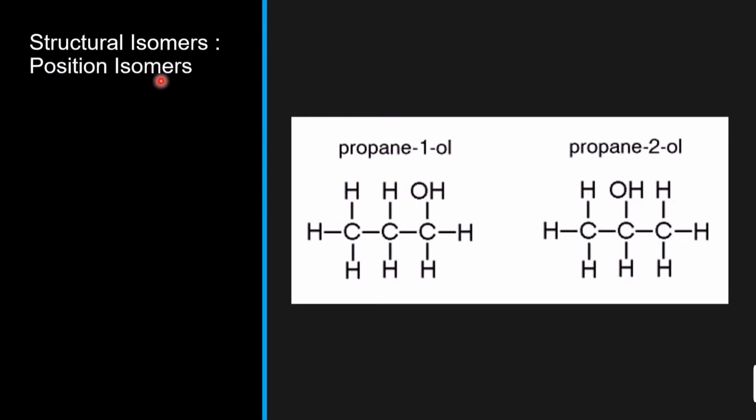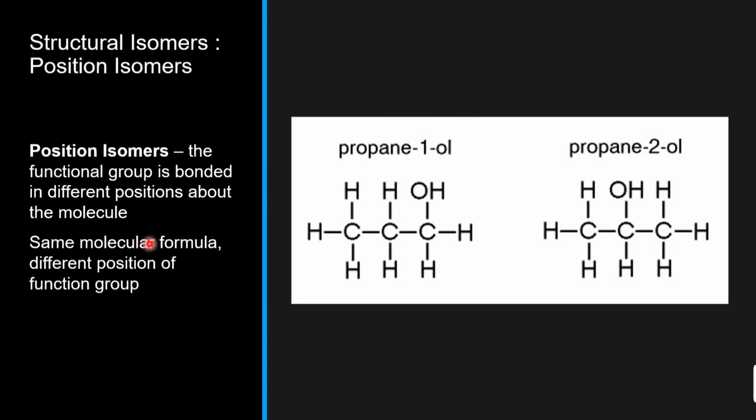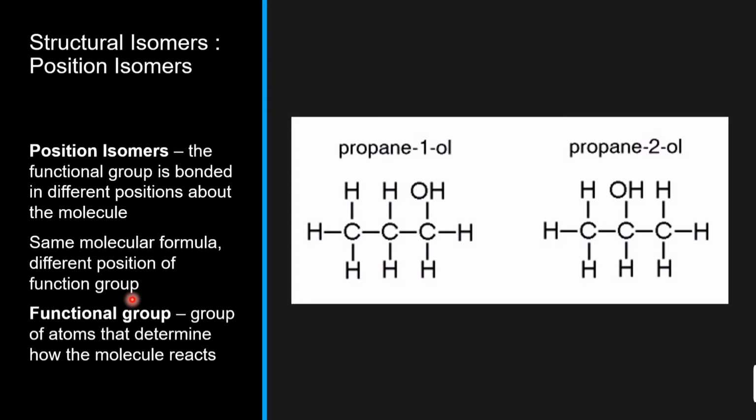And then we have position isomers, which is another type of structural isomer. Position isomers are when the functional group is bonded in different positions about the molecule. And this means that these molecules have the same molecular formula, it's just the functional group's in a different position. And just to reiterate, a functional group is a group of atoms that determines how the molecule reacts.